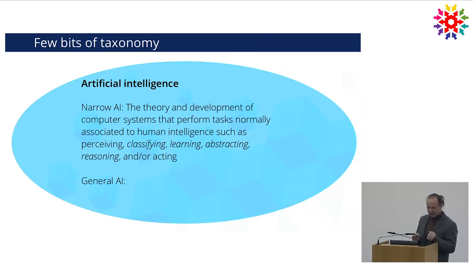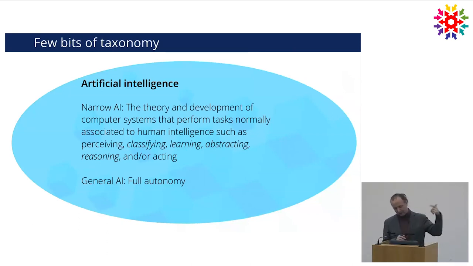And then we have the general AI, very, very short. It's the fully autonomous artificial intelligence that essentially would be able to do anything similar to a human, but hopefully faster and better, because otherwise there would be no point. I will not really talk about general AI too much.